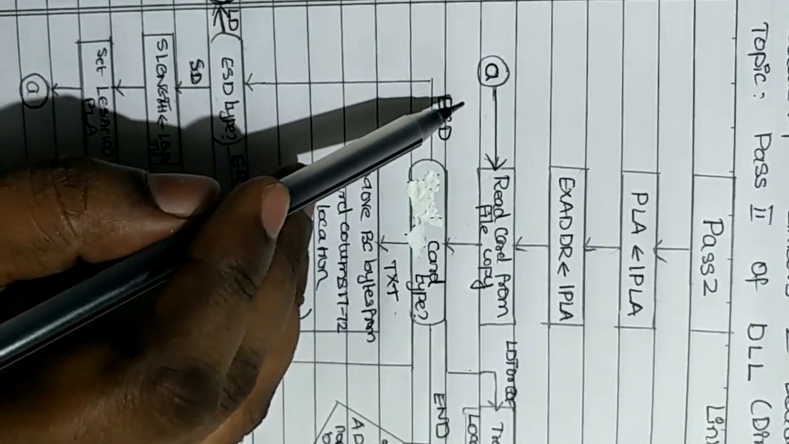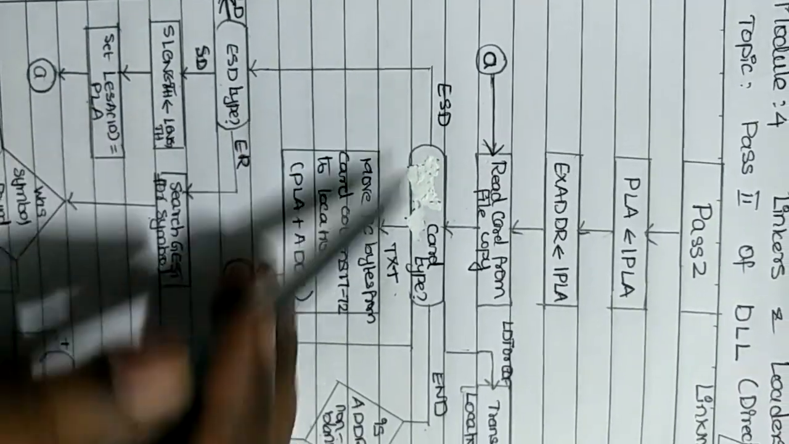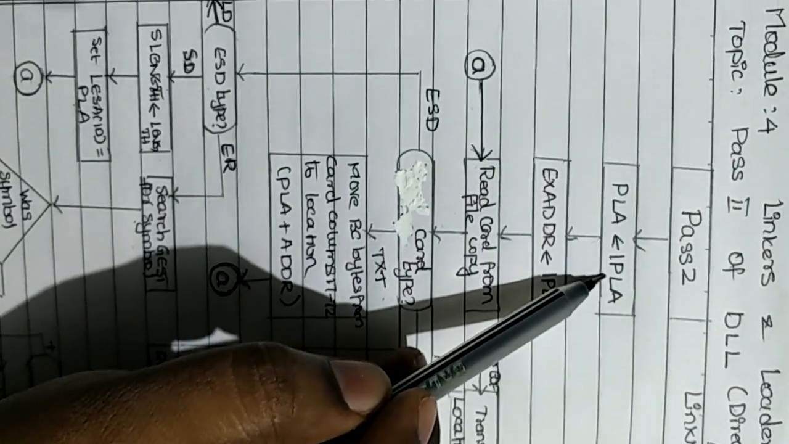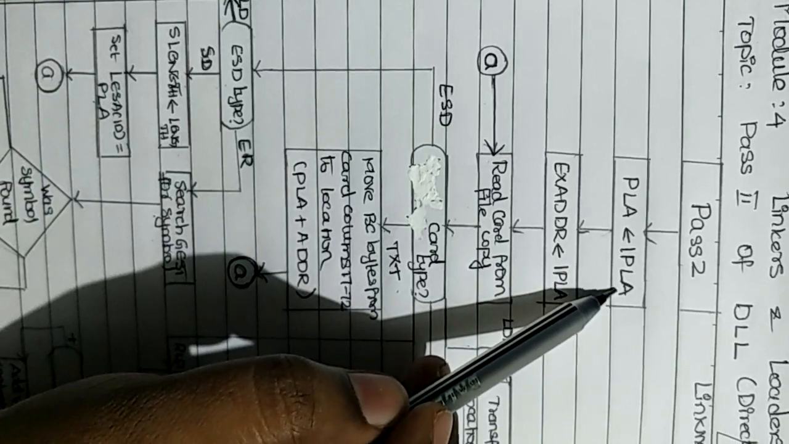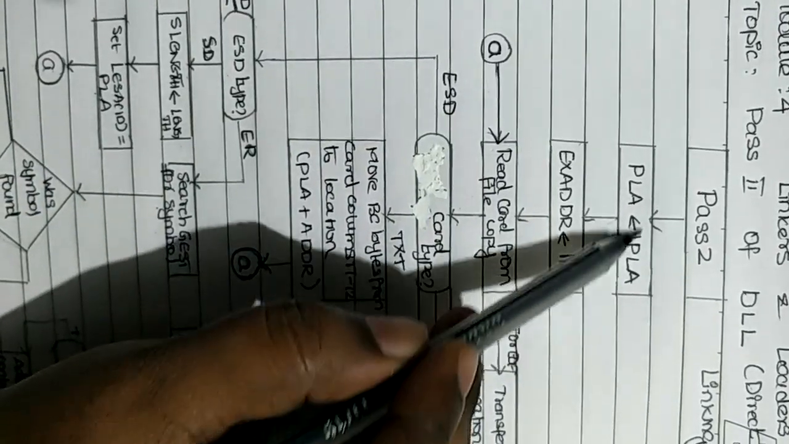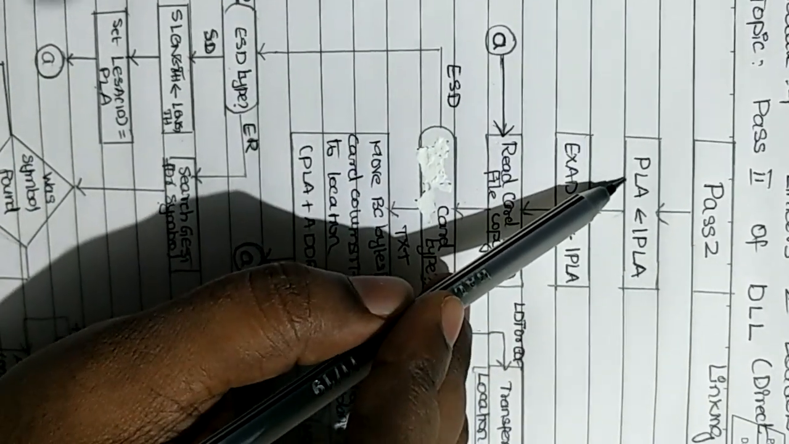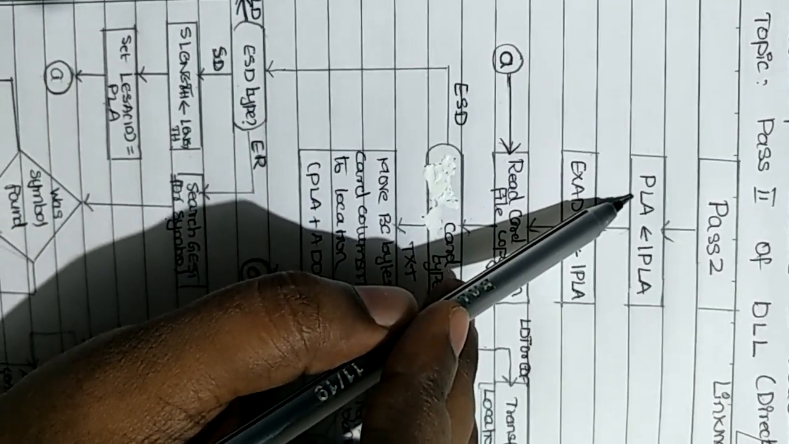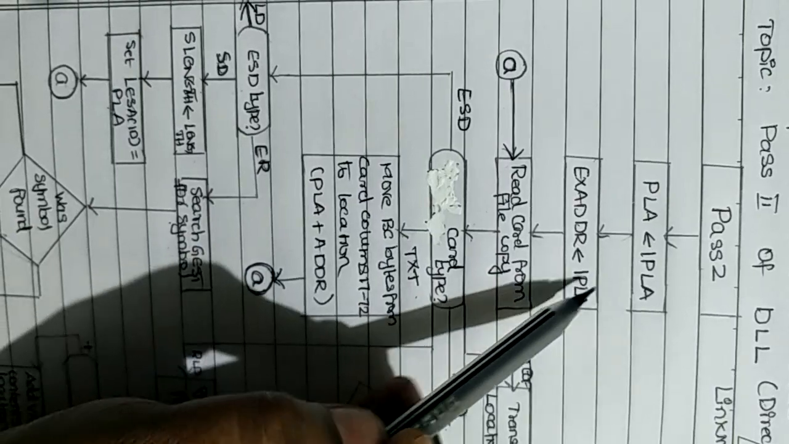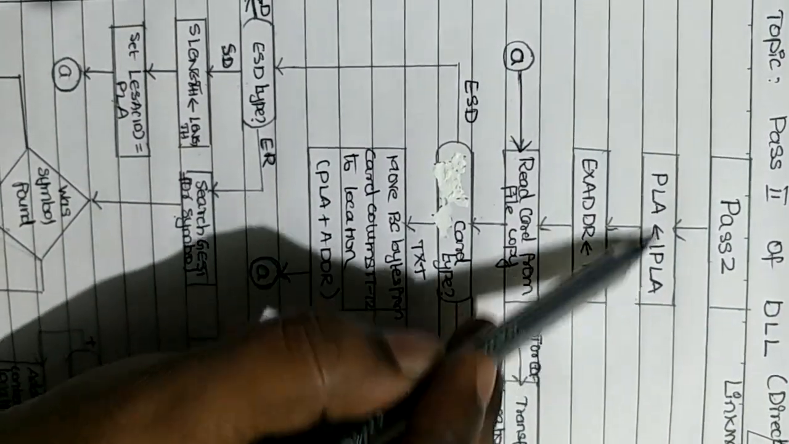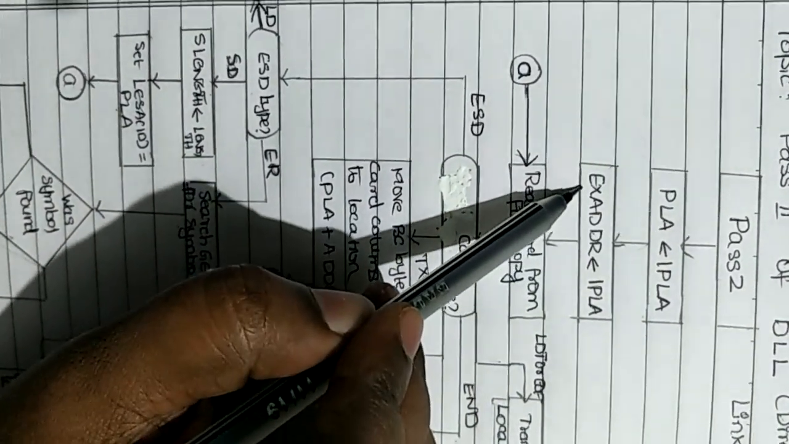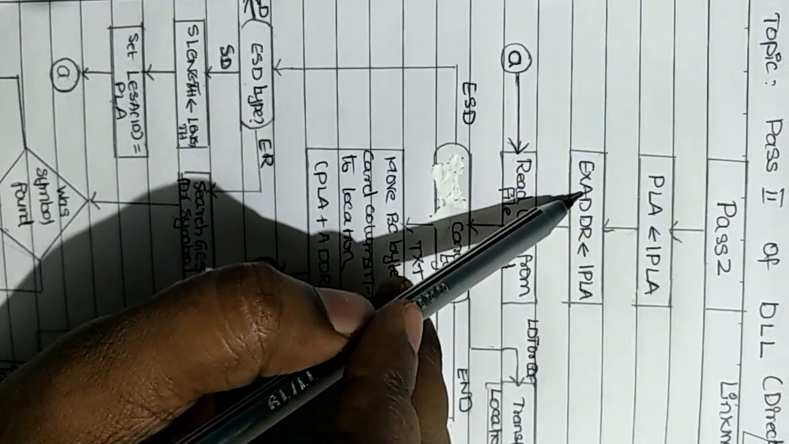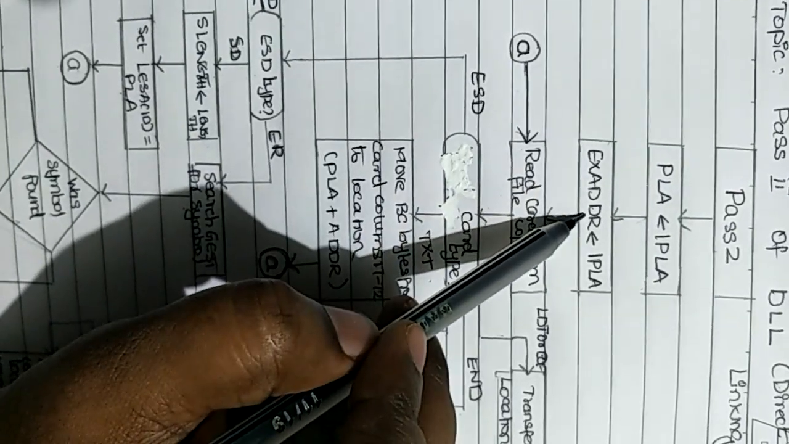Now let's move to what is exactly inside this pass 2. Initially you have a pointer called IPLA, the initial program load address. That value is assigned to PLA. PLA I have already told in pass 1 itself. PLA means program load address. We have 2 initializations here. This IPLA is assigned to PLA and also assigned to EXADDR. Now what is EXADDR? EXADDR is your execution address variable.